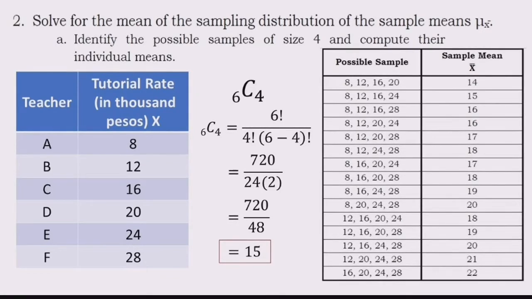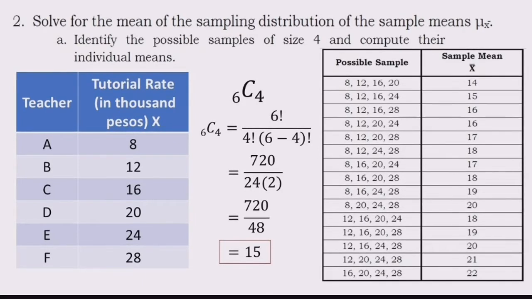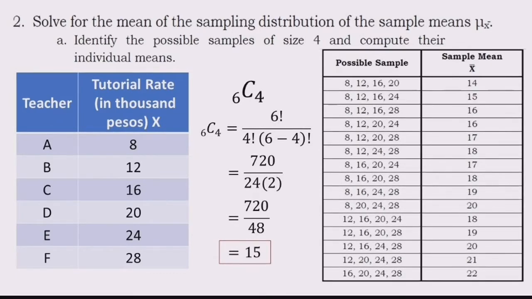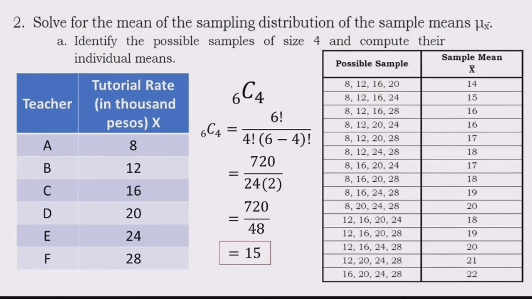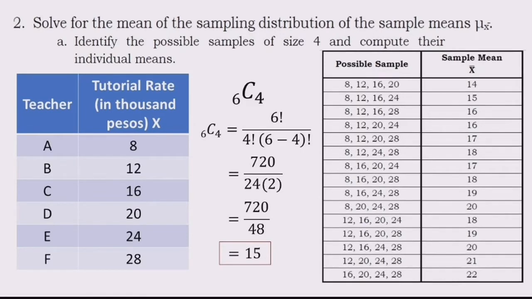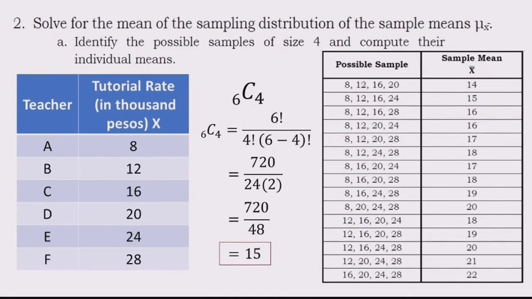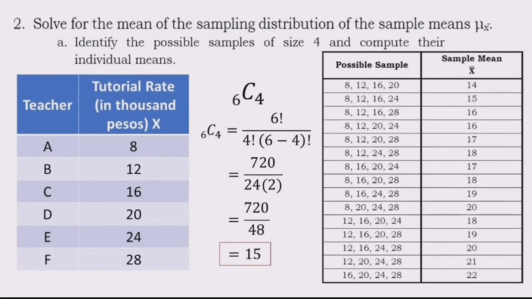Di ba man ni atong given kanang nasa table nga blue, teacher A to F, then tutorial rate 8 to 28 in 1,000 pesos. So pagkuha na nato sa possible sample, recall ang atong formula, katong combination, since ang atong teacher kay unom ka buok, then we have to get the sample size of 4, mao nang 6 taken 4. So ato si ning gisolve na nato, 15 possible samples. So mao ni atong mga possible sample na 15 ka buok in which kada usa nila naay 4 ka buok.